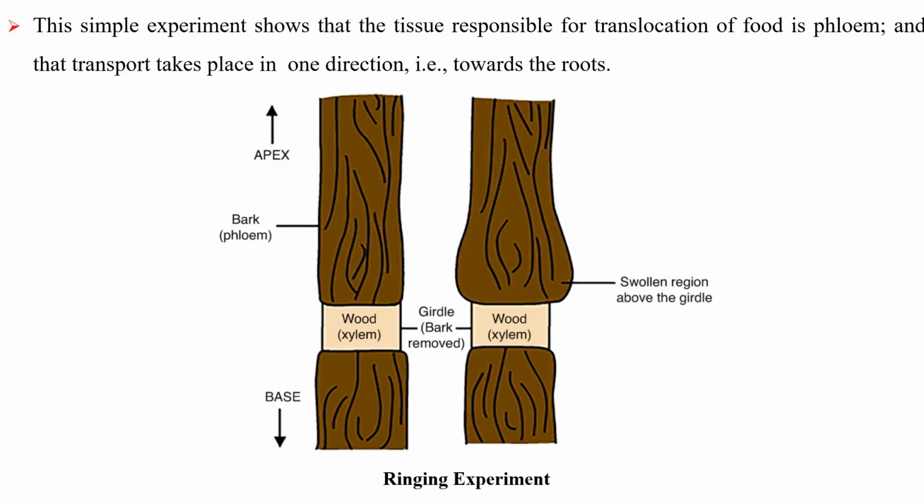This simple experiment shows that the tissue responsible for translocation of food is phloem and that transport takes place in one direction, that is, towards the roots.